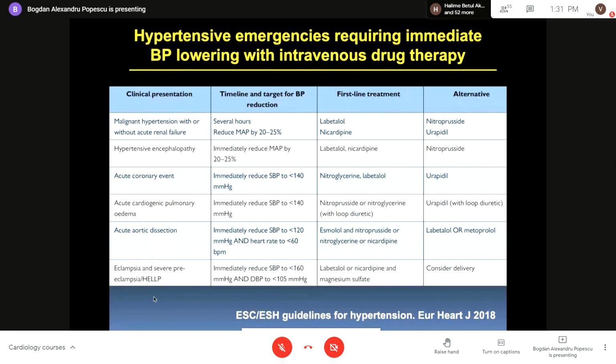There is another table about emergencies requiring immediate lowering of blood pressure values. So this is really important. Most often you use IV drugs, infusing them, and you have specific targets to try and reduce mean arterial pressure or systolic arterial pressure to a specific range depending on the clinical situation.